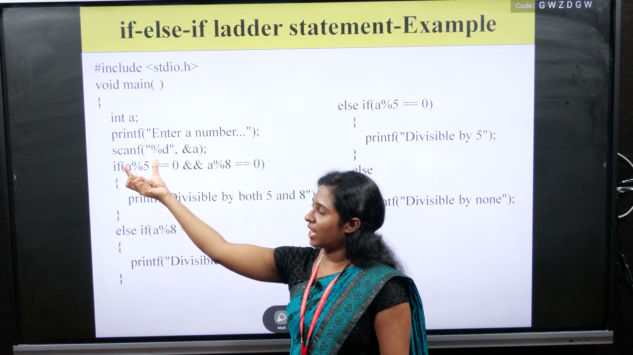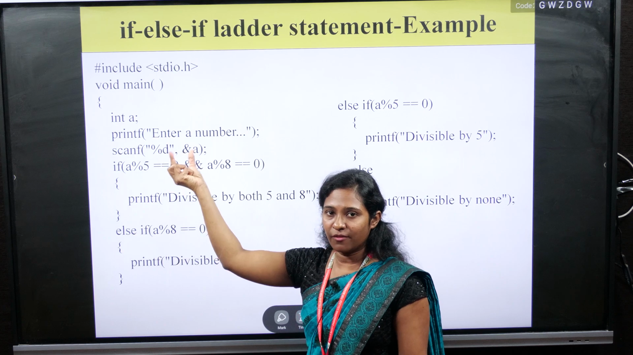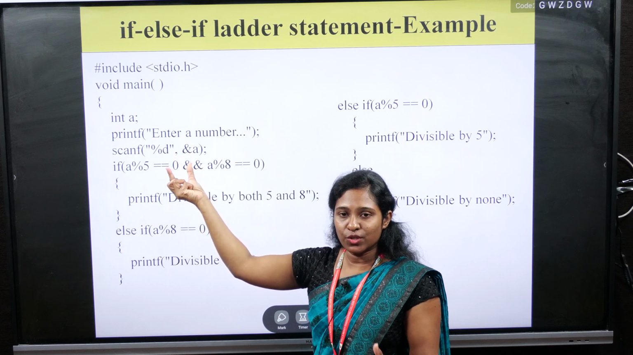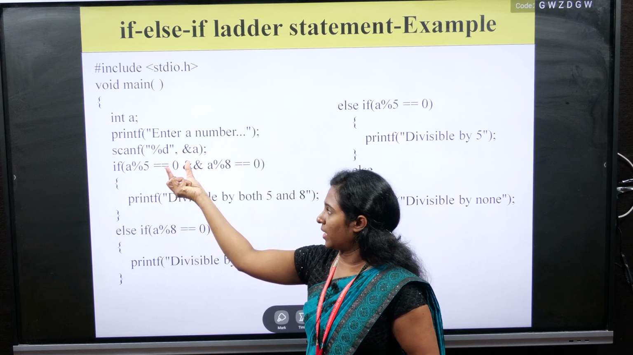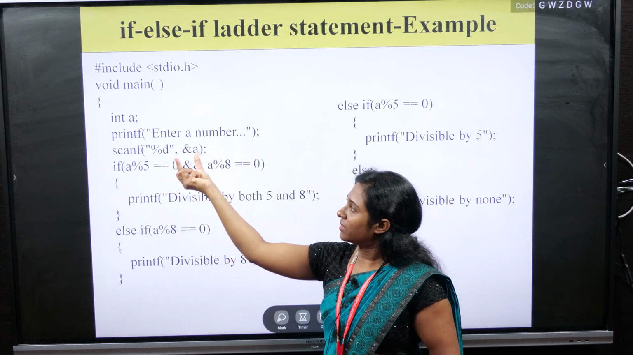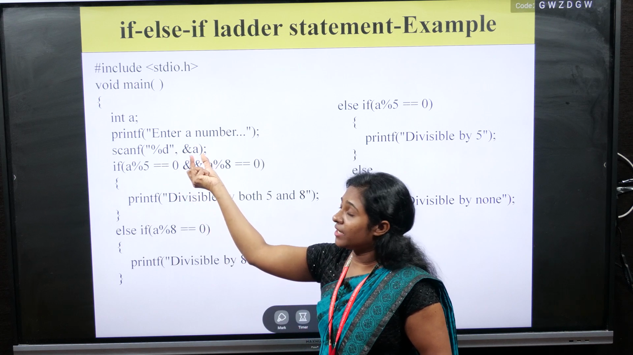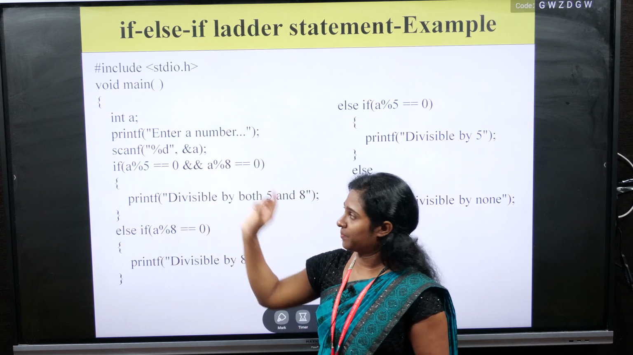For that we use the input function scanf. So scanf %d is the format string which is used to read an integer value from the keyboard. So %d within double quotes, put a comma, and the value that we have read from the keyboard will be stored in the address of which variable, that is a.